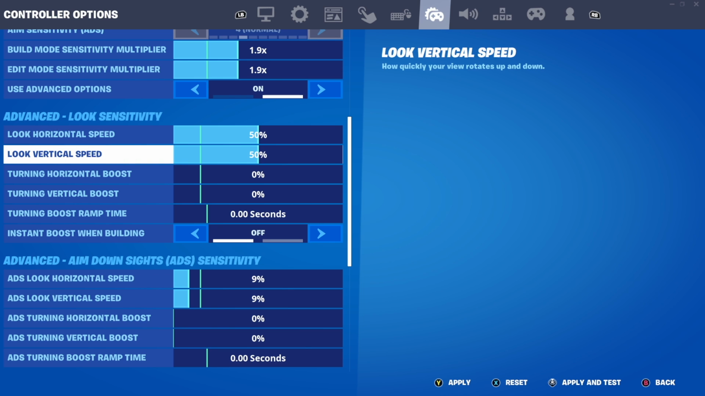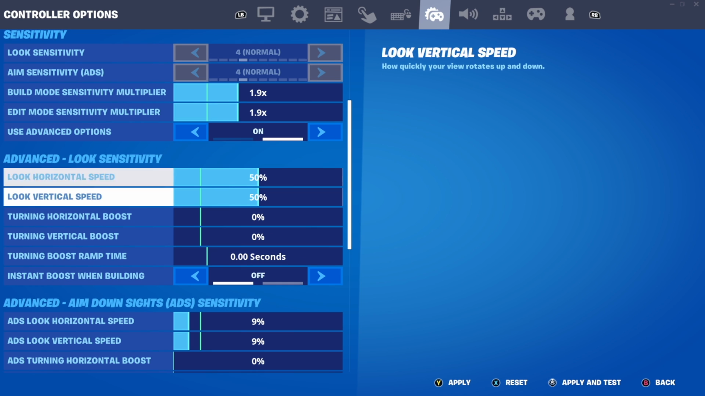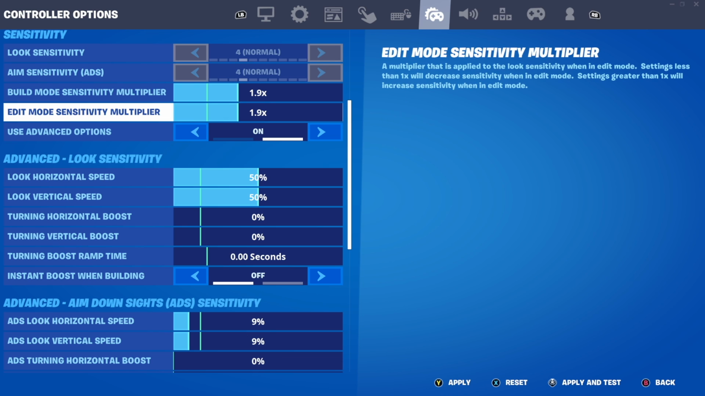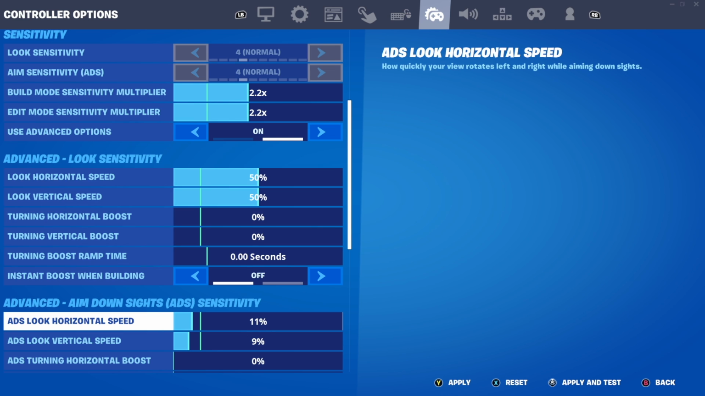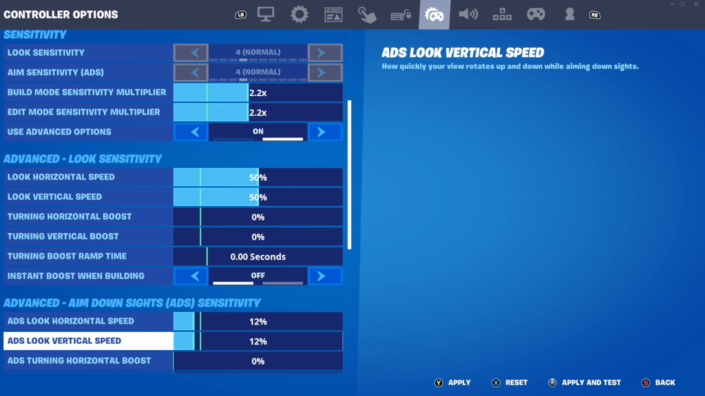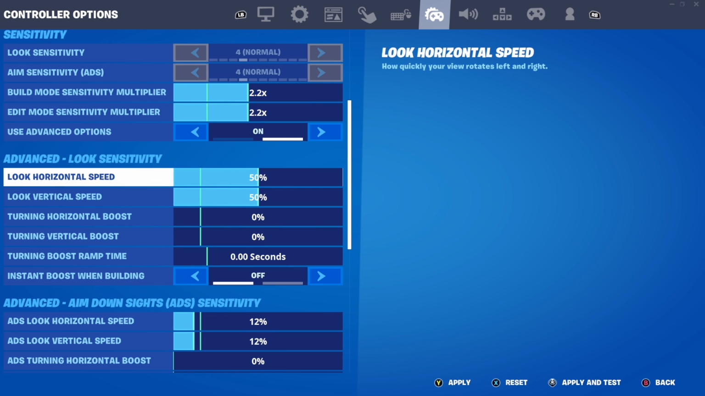So going into what I would consider a high sensitivity, so I just showed you my low. What I think a high sensitivity is anything over about a 48 to 50%. 50% is definitely on the high end, but I would consider the sensitivity starting to get high at about 48%. The build mode and edit mode right around 2.2x, and then for your aim down sights, around the 11 is kind of mid. I would say 12 to 14 and up is going to be on the higher end for your aim down sights, and all these settings are linear, by the way.